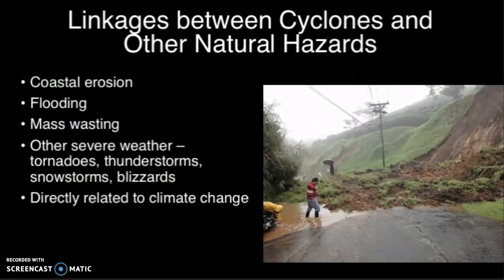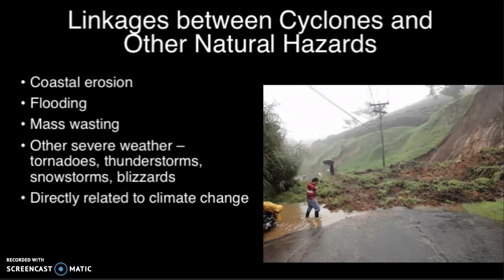So now we move on to the linkages between cyclones and other natural hazards. We can see how cyclones may be related to coastal erosion, more particularly tropical cyclones, right? When tropical cyclones make landfall, usually you're going to have gigantic wind speeds, storm surges, and heavy rain. Overall, wind and water are great erosive mechanisms, right? So you're going to get a lot of coastal erosion.